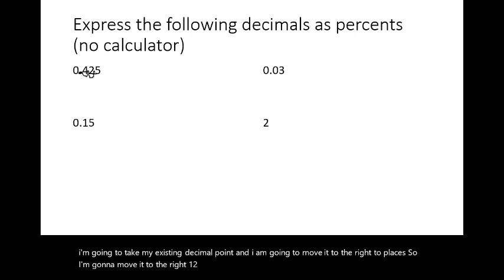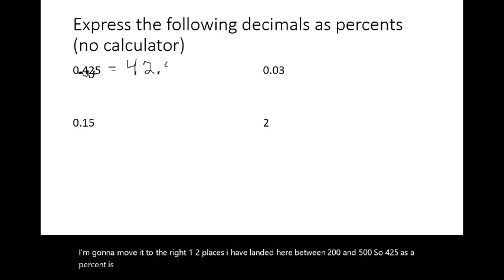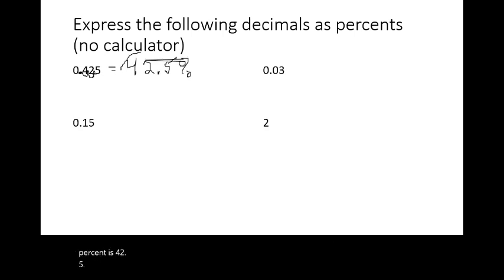I have landed here between the 2 and the 5. So 0.425 as a percent is 42.5%.